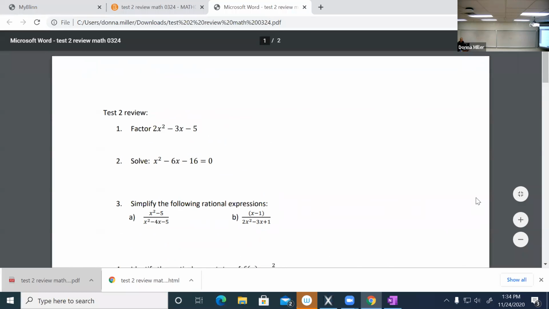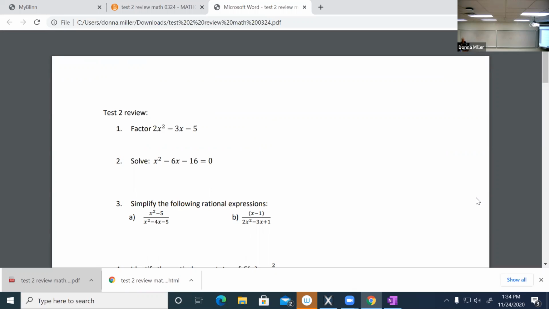So I did put some factoring on there for you. Just really important that you factor, and that's one review item. You should be able to factor. Do I need to go through number 1, how to factor? You guys feel like you could do that, right? Because we've done a lot of it, right? Okay. So I have a solve by factoring. I have a couple of those on there.